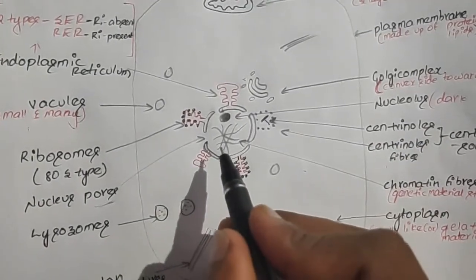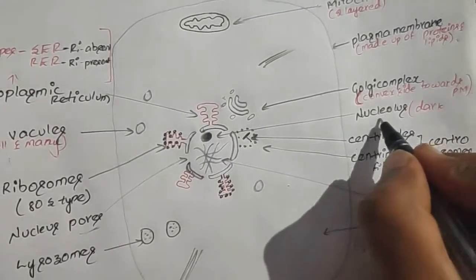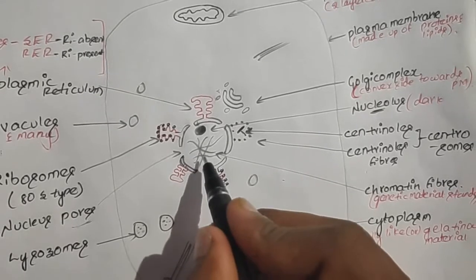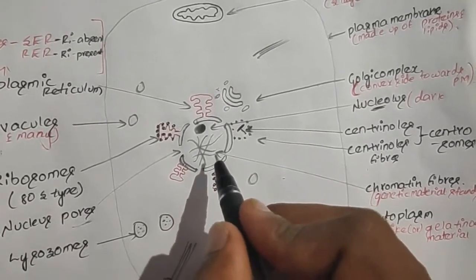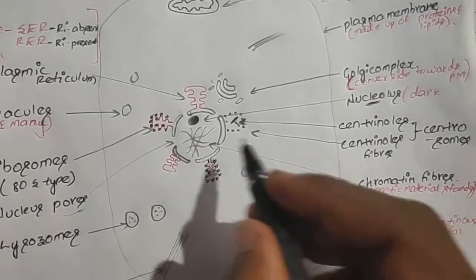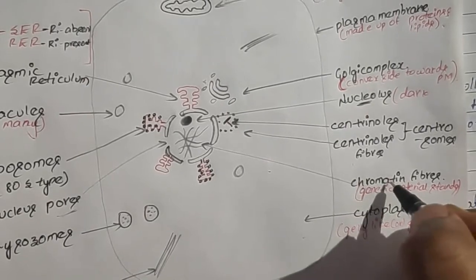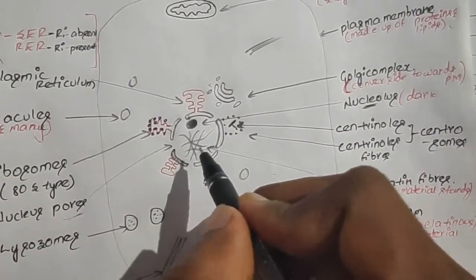In this nucleoplasm is present a dark-stained body known as the nucleolus, and below this nucleolus are present long thread-like structures, which are generally the genetic material strands, known as the chromatin fibers. In these chromatin fibers the DNA is present, and this complete structure is known as the nucleus.